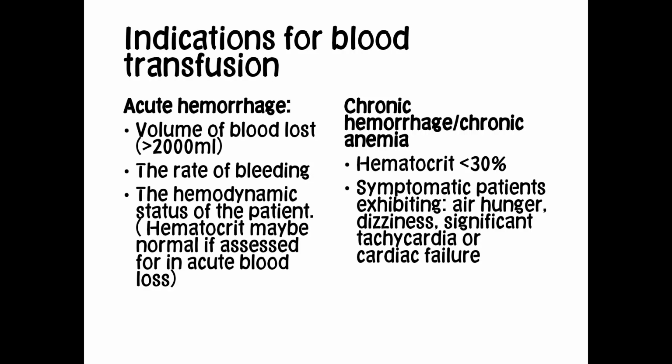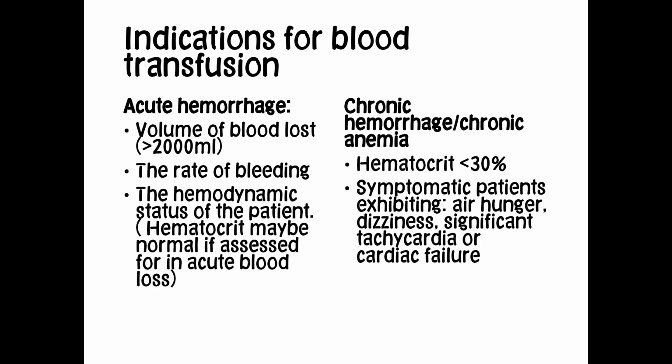The major indication for blood transfusion is hemorrhage, and hemorrhage can be classified into acute or chronic. Hemorrhage is also referred to as blood loss. In acute cases, transfusion is indicated when a person has lost more than 2 liters of blood, or 2,000 mL, or when the rate of bleeding is very high or very severe. You may not quantify the amount of blood lost, but in your clinical judgment, if a patient is observed to be losing a lot of blood, transfusion may be indicated.